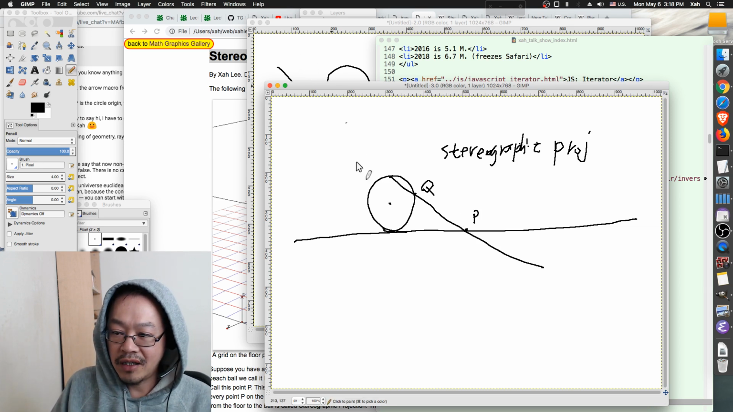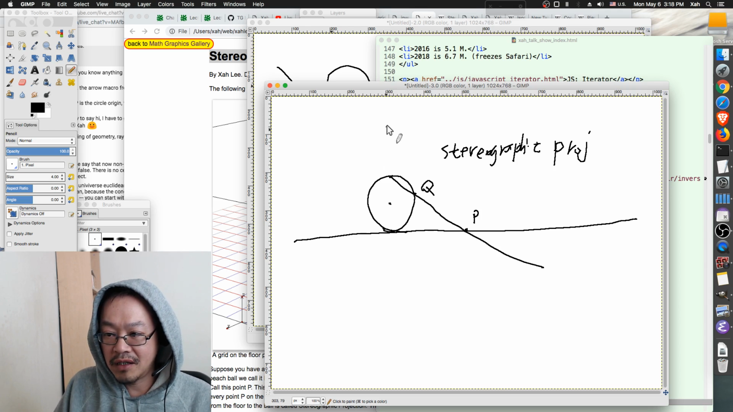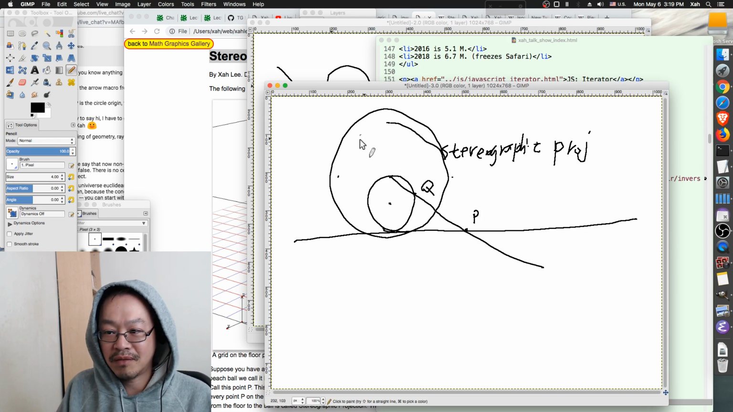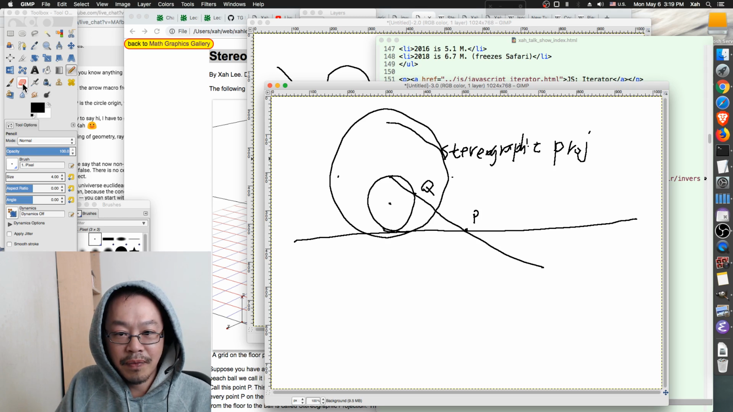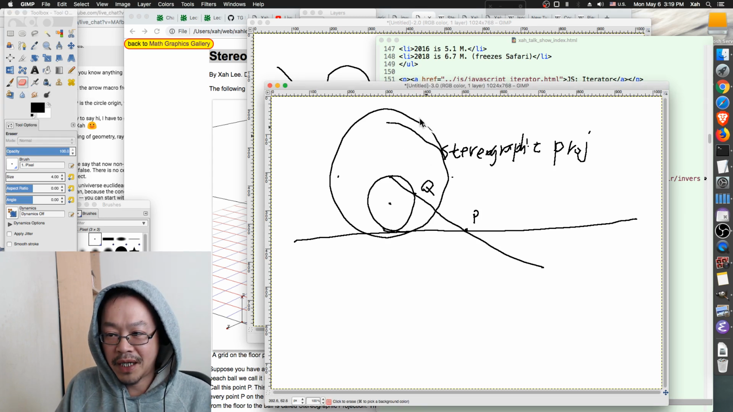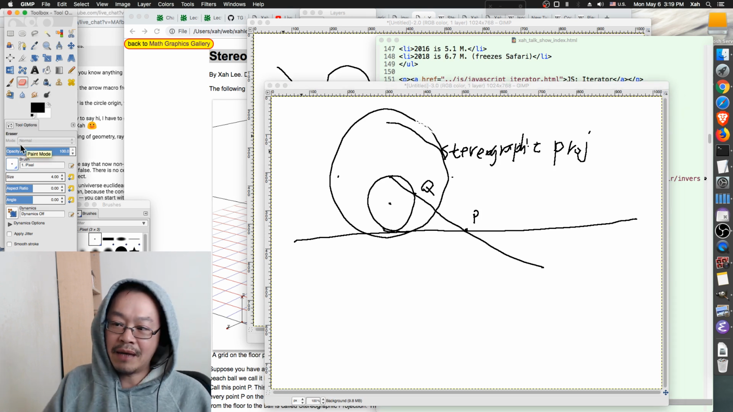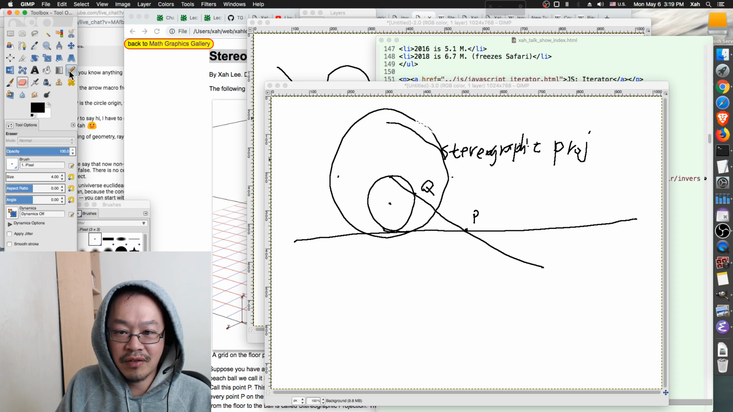Now imagine there is another circle twice as large. I'm going to draw a sphere here. Okay, this is a bad drawing, and I'm not going to fix drawings. I'm just going to go on.